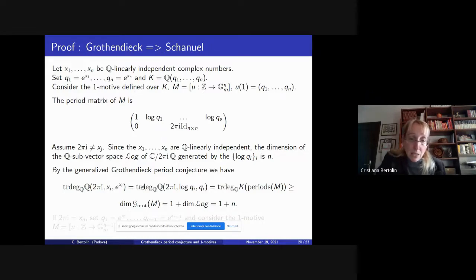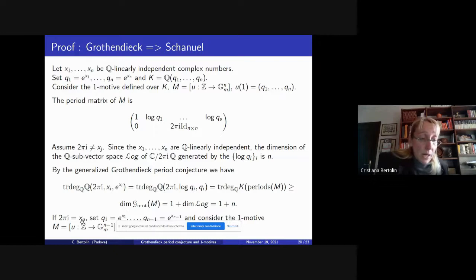And so we get, since we can now drop 2 pi i, since all the xi are different from 2 pi i, we delete 2 pi i, and so we delete the 1 here, and we get exactly the Schanuel conjecture. In the case in which we assume that 2 pi i is one of the xi, so we put 2 pi i equal to xn, we proceed the same way, just setting q1 equal to e to the x1 and qn minus 1 equal to e to the xn minus 1, since 2 pi i appears already as a period because it is a period of the torus.